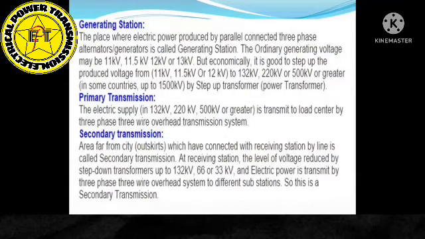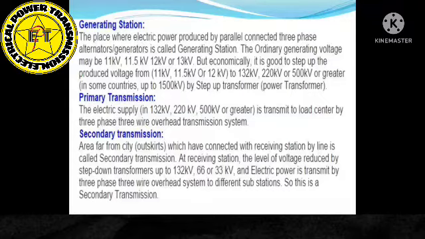So the place where electrical power produced by parallel connected three-phase alternator generators is called a generating station. We are clear. Ordinary generating voltage may be 11 kV, 11.5 kV, 12 kV or 13 kV. But it is economically good to step up the produced voltage from 11.5 to 132, 220 or 500 kV or maybe greater. It depends upon the practices of the country, but unfortunately or fortunately we have an upper limit of only 500 kV AC transmission line in Pakistan.